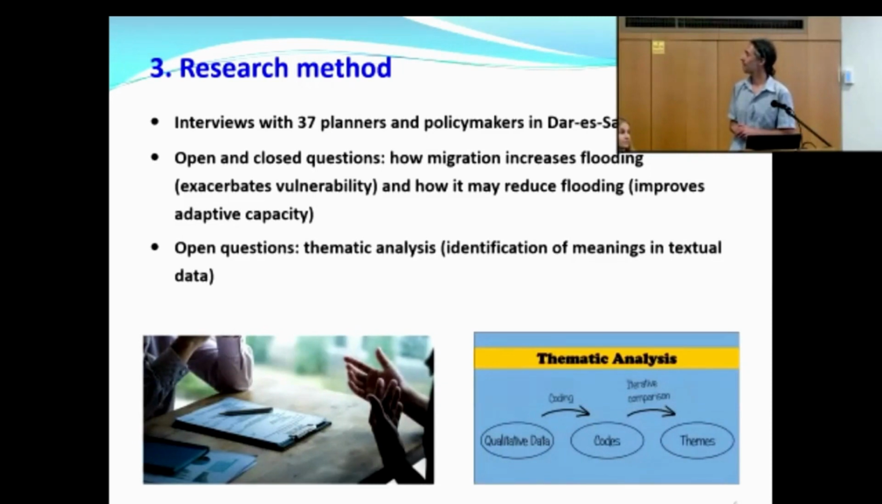So we interviewed 37 planners and policymakers in Dar-es-salaam. We used a combination of open and closed questions. Normally we ask them, how do you see the effect of migration on flooding? Positive, negative, or similar effects in magnitude. And then we ask them to explain their answer. So we get a quantitative estimate plus causation through their explanations. We focus on two main dimensions: how migration might increase vulnerability and how migration might reduce vulnerability. And we analyzed the open questions. In some cases we just asked them, tell us what the effects of migration on the city are. So we use thematic analysis, for those of you who are not familiar with it, just finding meanings within text.